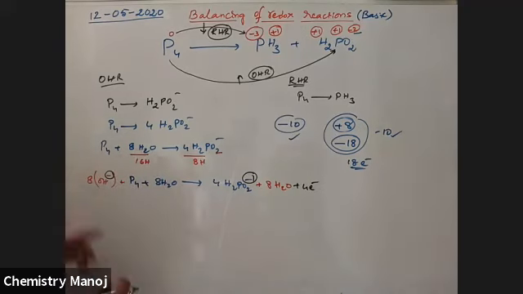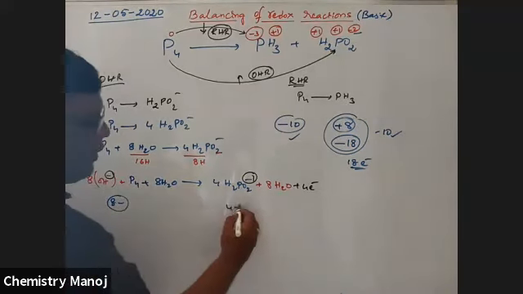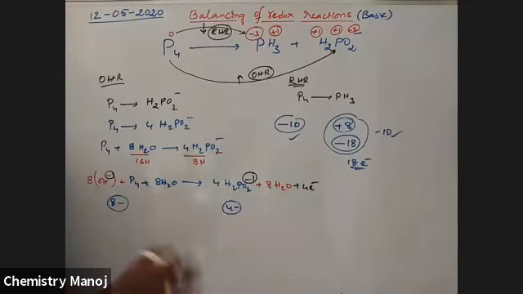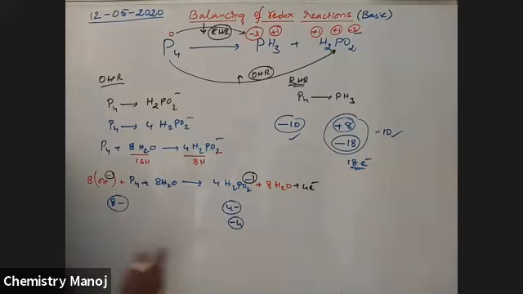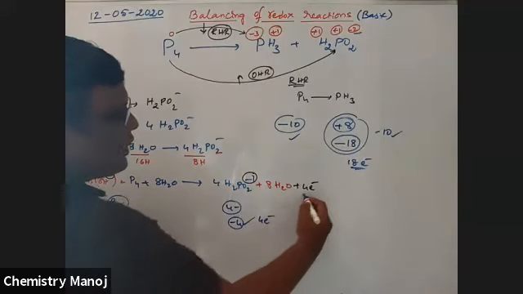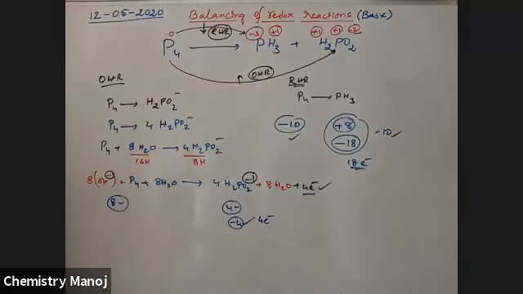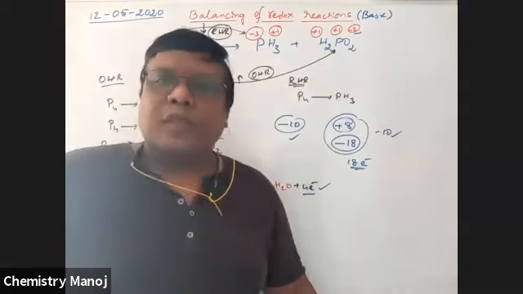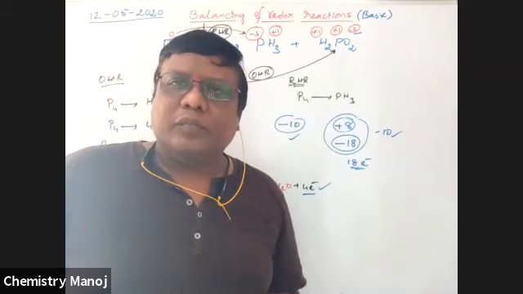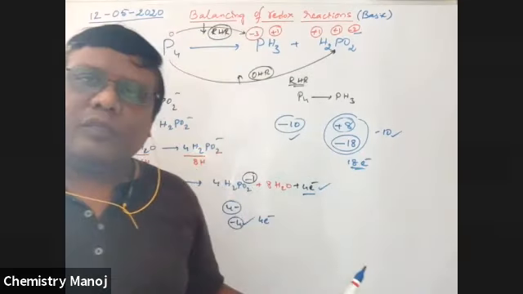Similarly here also. Here 8 minus in our question, here 4 minus. To balance, minus 4 is added here to balance minus 8. Minus 4 is nothing but 4 electrons. That's why I use 4 electrons here. That's it. Is charge balancing clear? Okay.